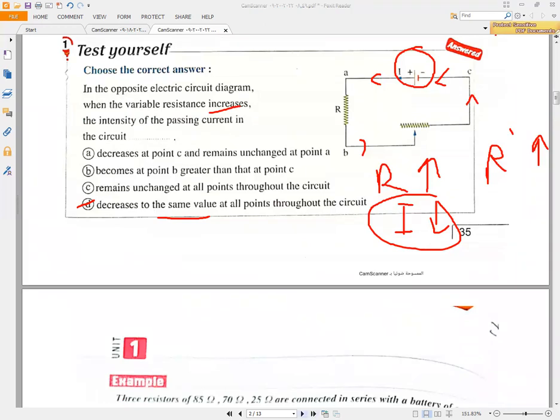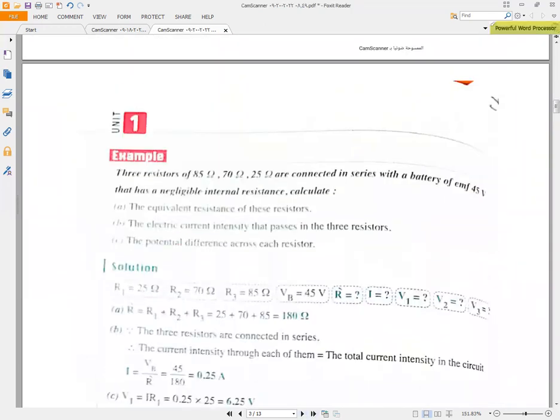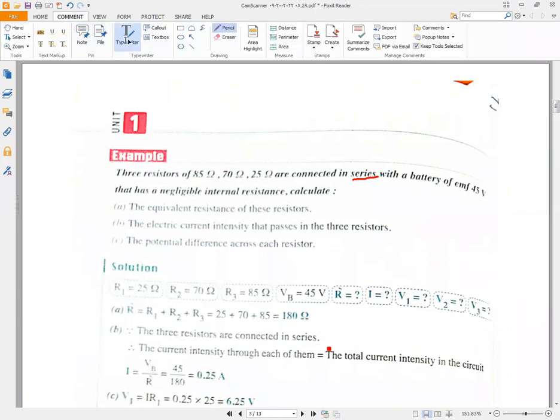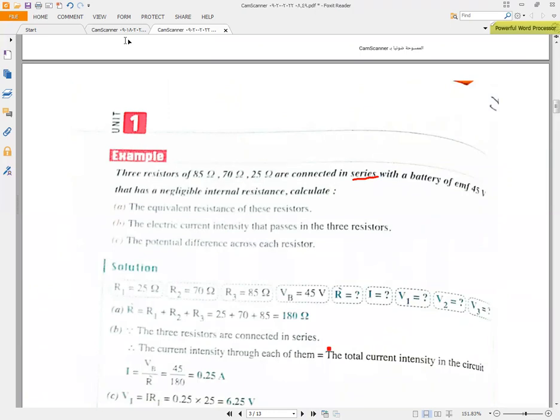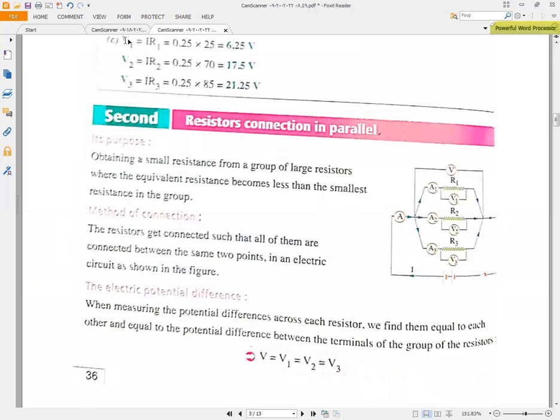We have an example here. We have three resistors, 85, 70, and 25 ohm, connected in series with a battery of 45 volt that has negligible internal resistance. Calculate the equivalent resistance of these resistors. When they are connected in series, it must equal what? Must equal the summation of the resistors.